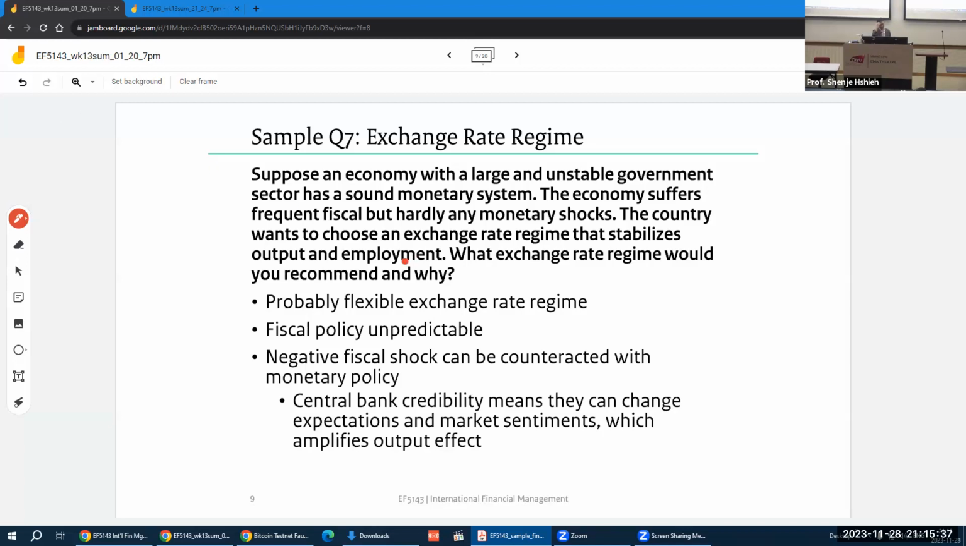Question 7. This is a qualitative question, so don't expect a question to be so simple. I would probably combine this question with true false questions, but in any case, let me read you question 7. Suppose an economy with a large and unstable government sector has a sound monetary policy. So sound monetary policy just means it's very credible. If it does anything, people will believe you. It changes expectations, and that's basically what it means, okay? The economy suffers frequent fiscal but hardly any monetary shocks. The country wants to choose an exchange rate regime that stabilizes output and employment. What exchange rate regime would you recommend?